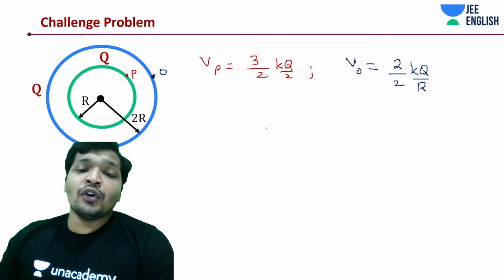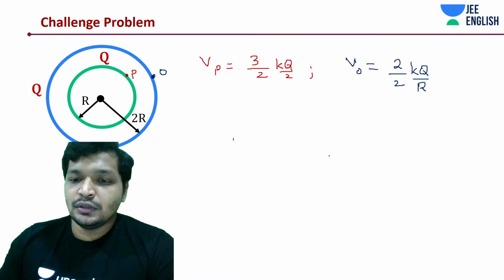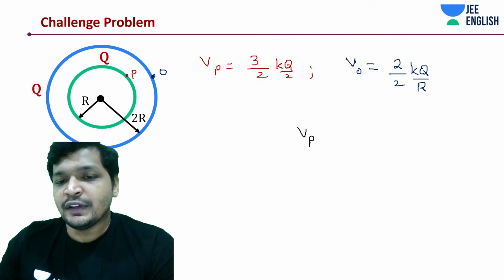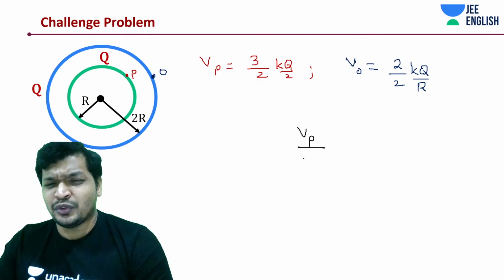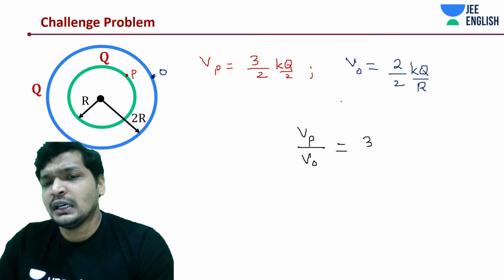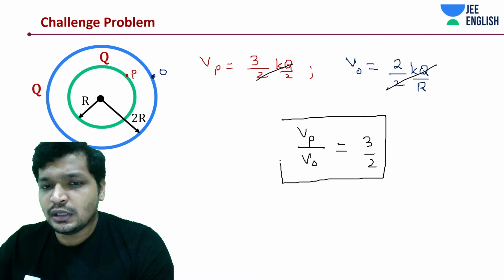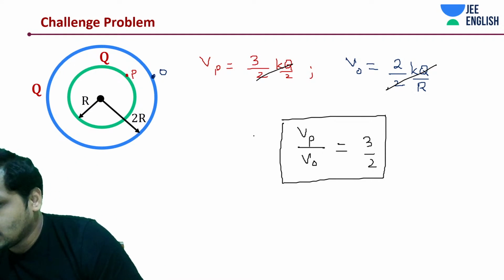Now Vp by VO, how much is it? Let's take the ratio. It's a very interesting concept, guys. Vp by VO was what was asked. This part and this part would get cancelled out, so it is basically 3 by 2. That is it. Easy?